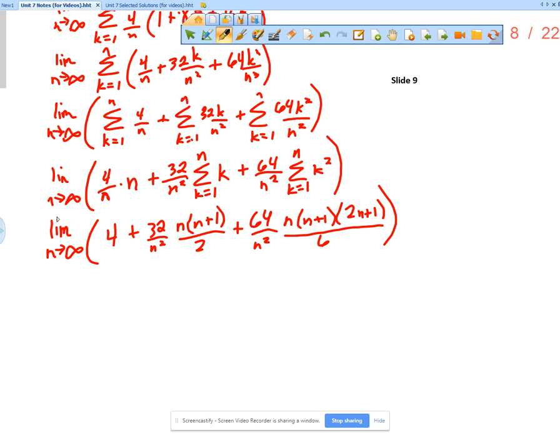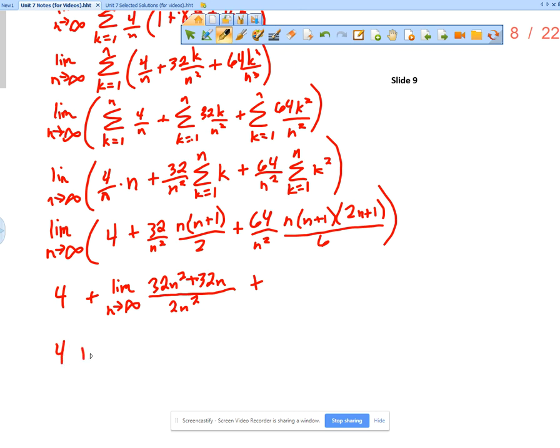All right, so first of all, I have the limit as n approaches infinity of 4, right? Okay, well, that's just 4, right? There's no n with it. So 4 plus. All right, now I have the limit as n approaches infinity of, if I were to multiply this out, I get n squared plus n, so times 32, so 32n squared plus 32n, all divided by 2n squared, right? And then plus, now I'm going to deal with that in a minute.